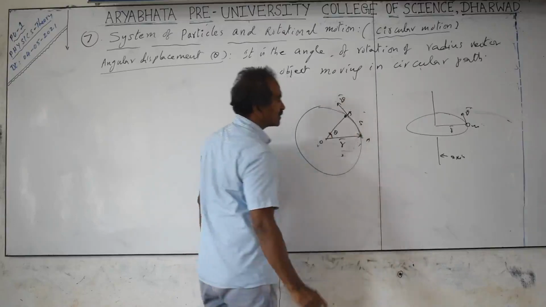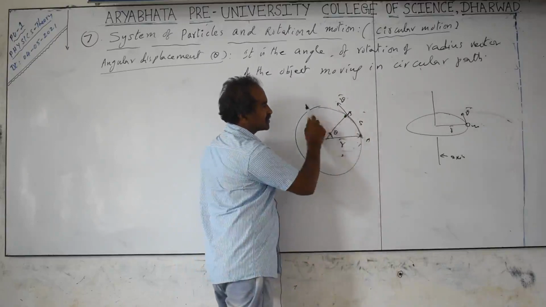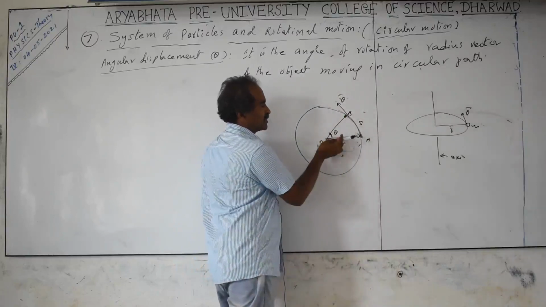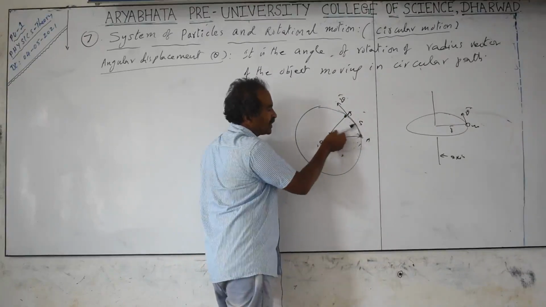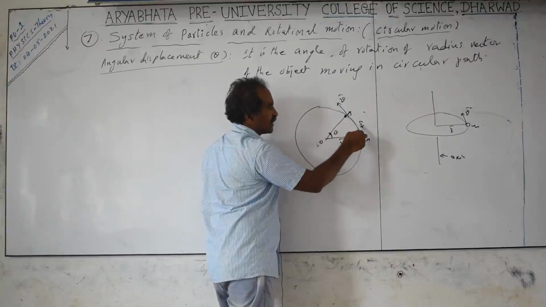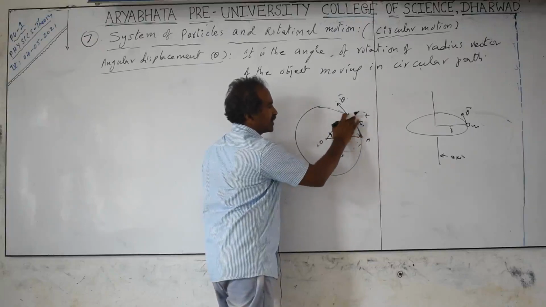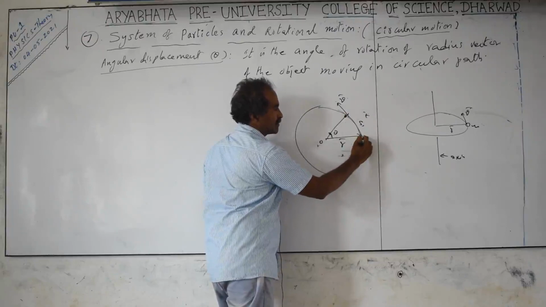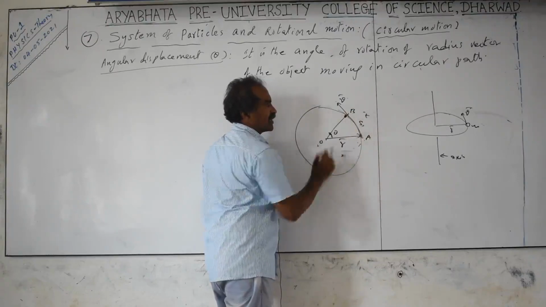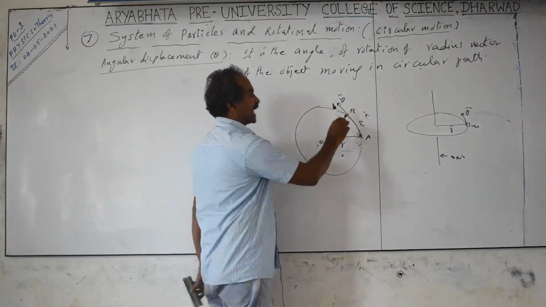Velocity is a vector. It is directed along the tangent to the circular path. You have to take that always. So the radius is rotated by angle theta in the time t seconds. The time taken is t seconds when the object is traveling from point A to point B. The velocity is a vector and is directed along the tangent to the circular path.